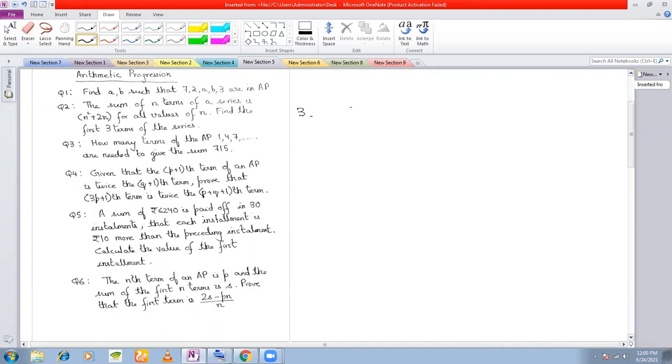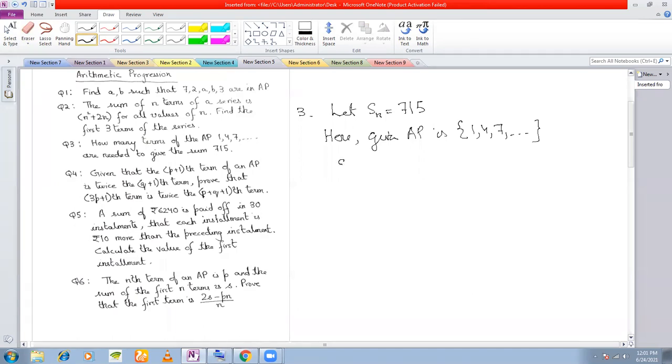How many terms of the AP are needed to give the sum 715? Let Sn be equal to 715. Suppose n terms are required to give the sum 715. So here, what is the first term? Let's write the AP first. The given AP is 1, 4, 7, and so on.